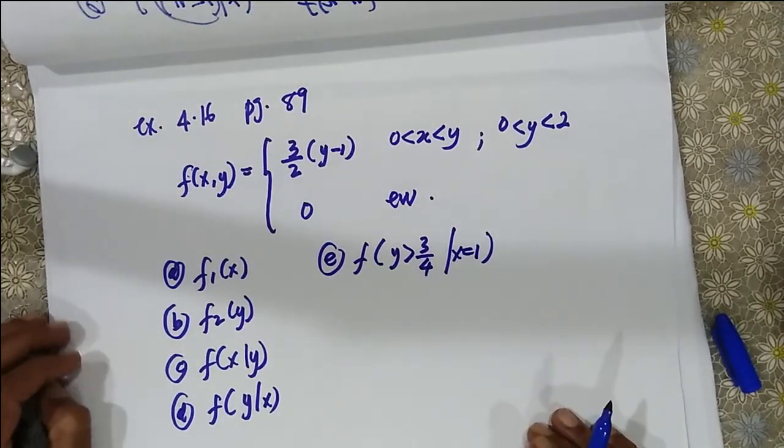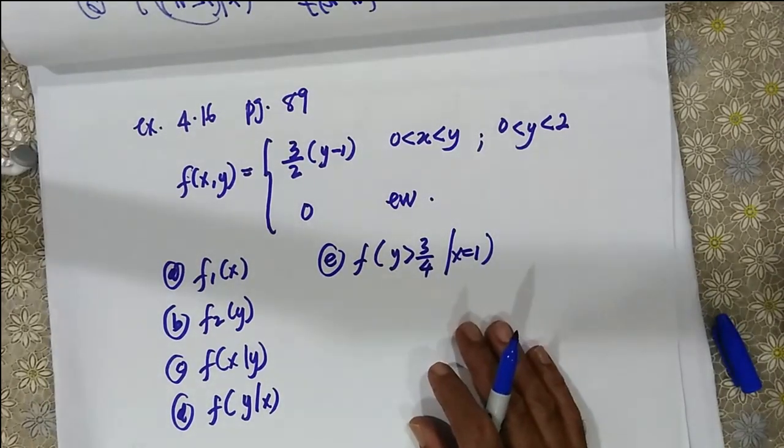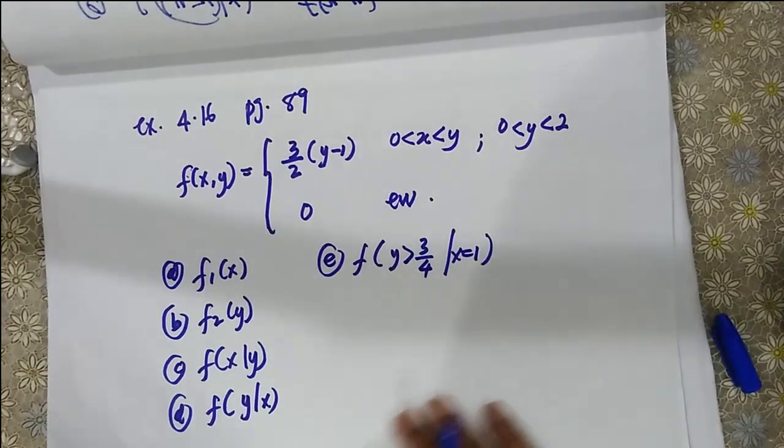So we try to solve one by one here. So first is f sub 1 of x. Then we solve f sub 2 of y, x given y, y given x, and the last one is y greater than 3 over 4, where x is equal to 1.